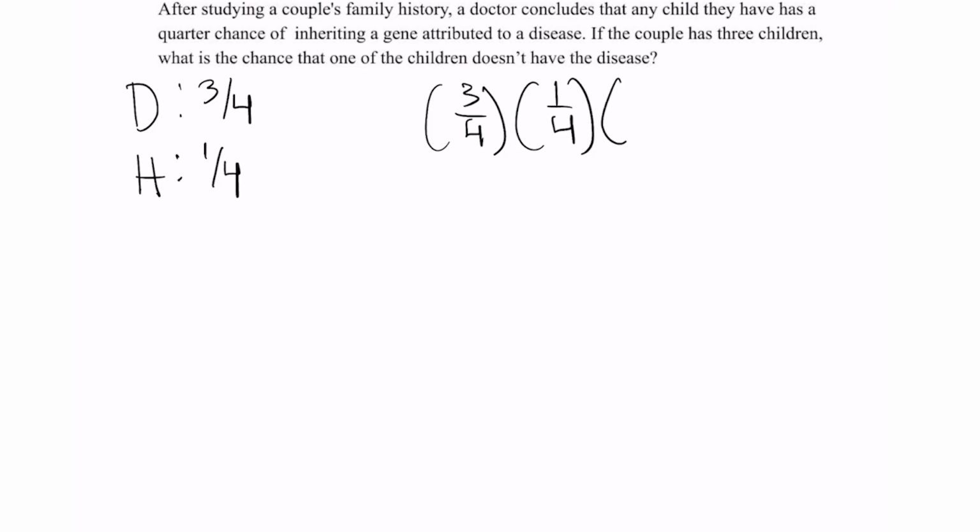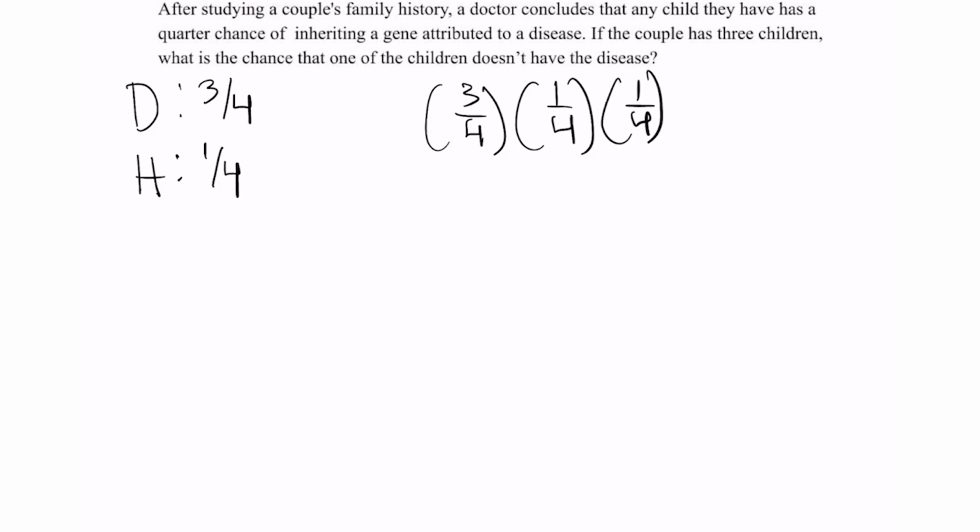So to solve this kind of problem, what I would do is just label everything. D would stand for not having the disease, it would be a 3/4 chance because here it says that having the disease has a 1/4 chance. So the most straightforward way to go about this is to say 3/4 times 1/4 times 1/4.